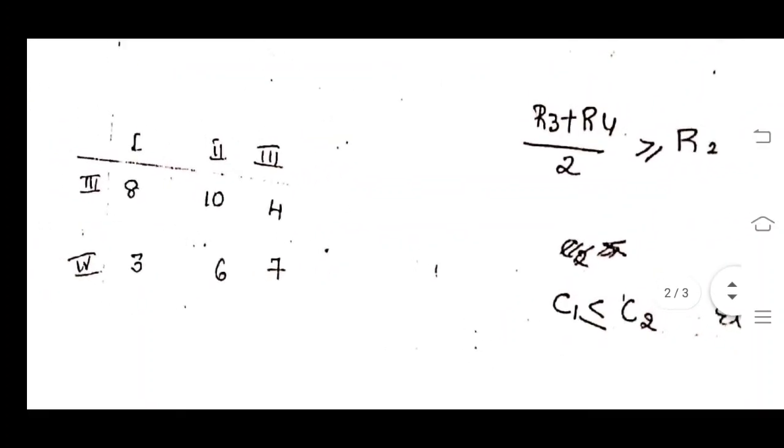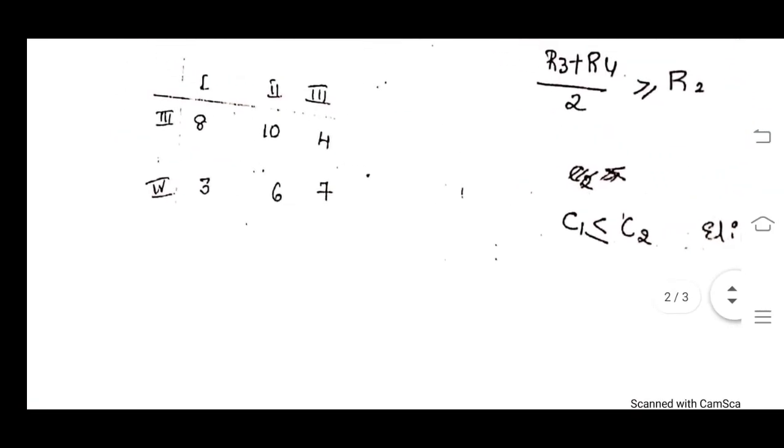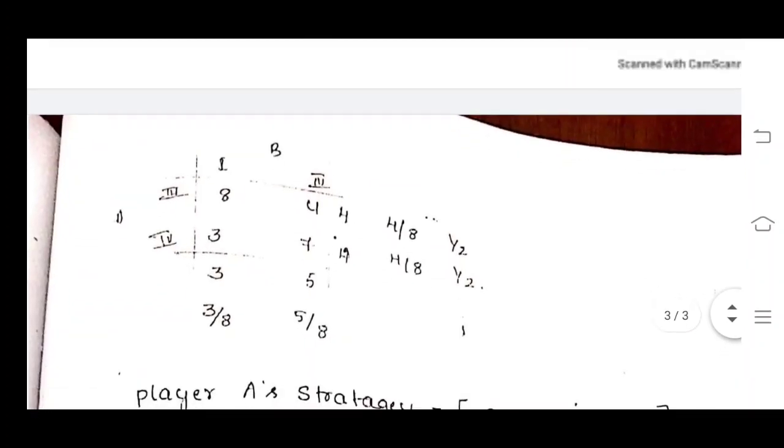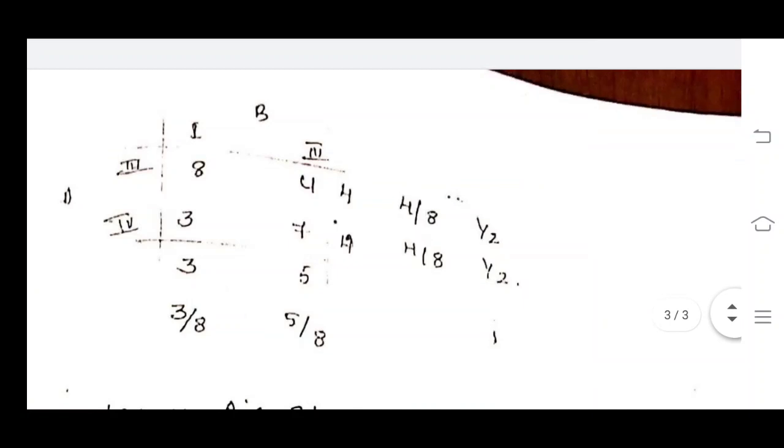Because C1 is less than C2, we have eliminated the C2 column. After eliminating C2, we get only the first and the third column. The first column element values are 8, 3, and the third are 4 and 7. That is what is written here. Now once you get the 2 cross 2 matrix, you can apply the mixed strategy procedure.